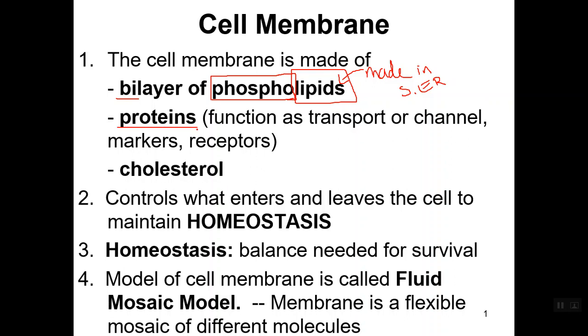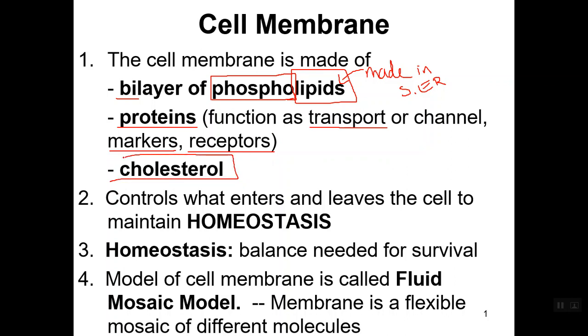Proteins are also going to be in this membrane. It's not all phospholipids, and I'll walk you through some examples of proteins. Sometimes they function as transport channels. Sometimes they serve as markers, like a name tag. It tells the rest of the body what kind of cell it is. Sometimes they serve as hormone receptors, and their job is to receive a signal. But there are proteins all over this membrane.